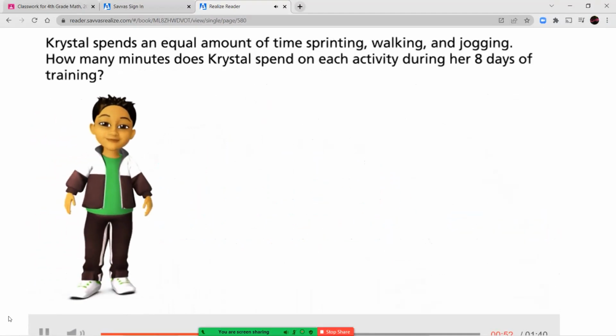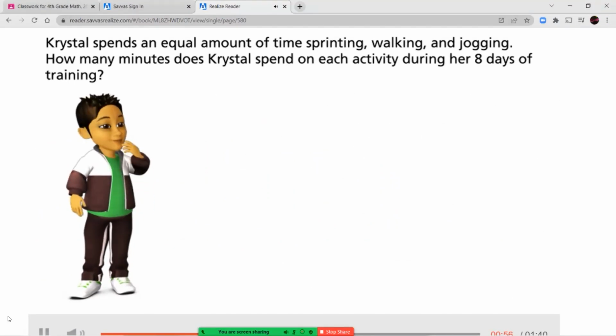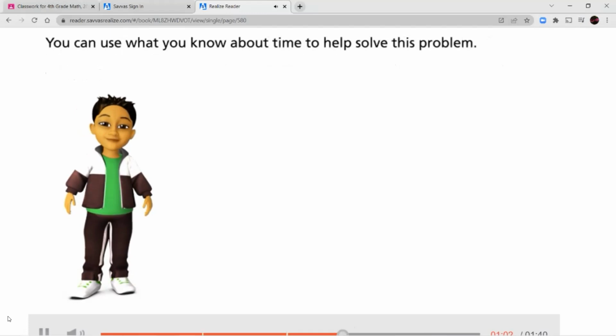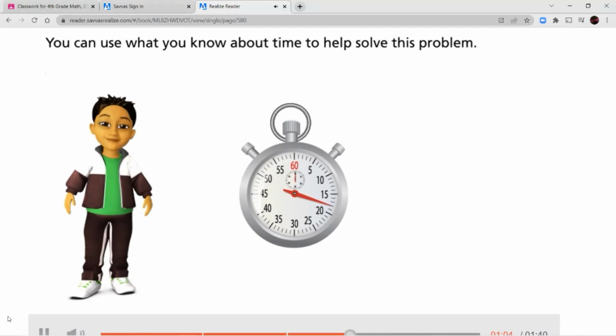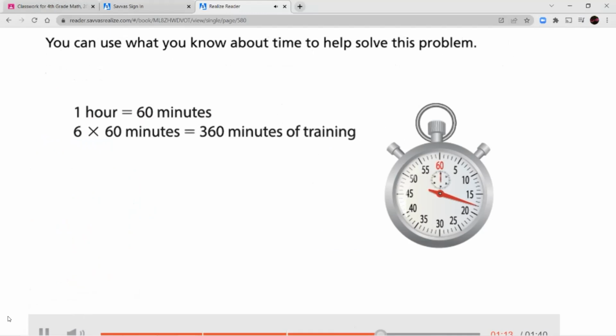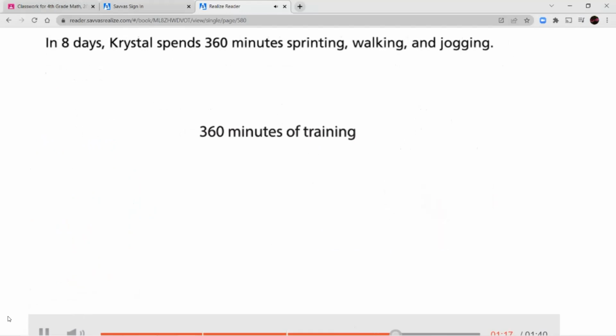Crystal spends an equal amount of time sprinting, walking, and jogging. How many minutes does Crystal spend on each activity during her 8 days of training? You can use what you know about time to help solve this problem. 1 hour equals 60 minutes. 6 times 60 minutes equals 360 minutes of training. In 8 days, Crystal spends 360 minutes sprinting, walking, and jogging.